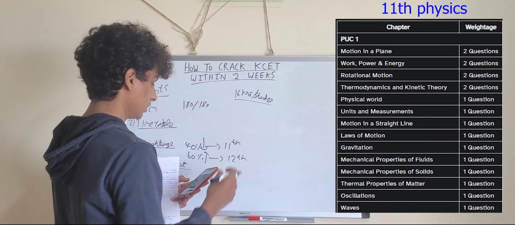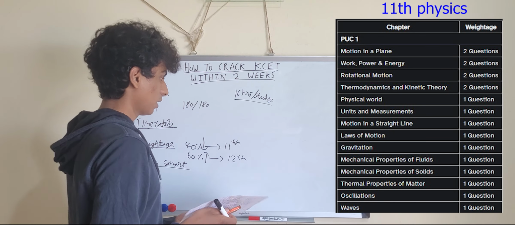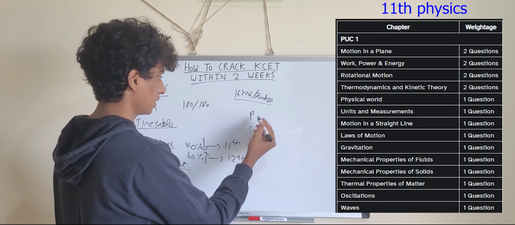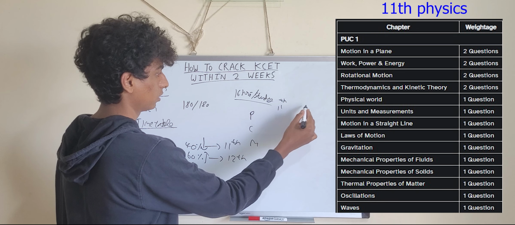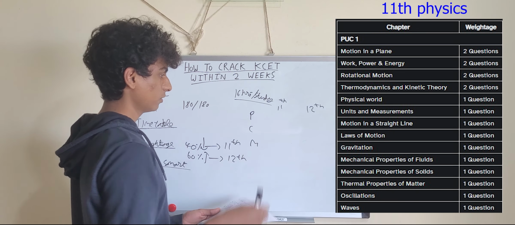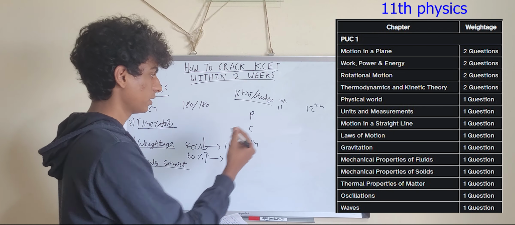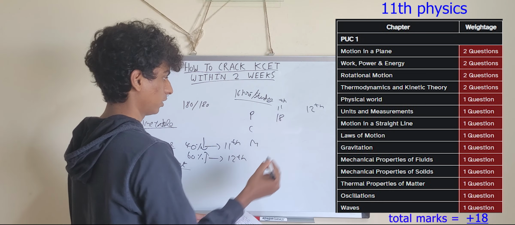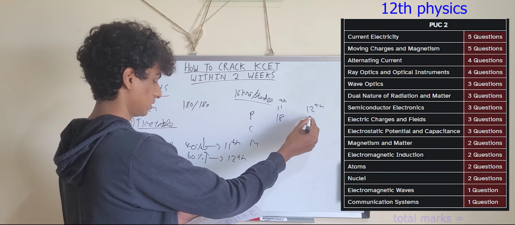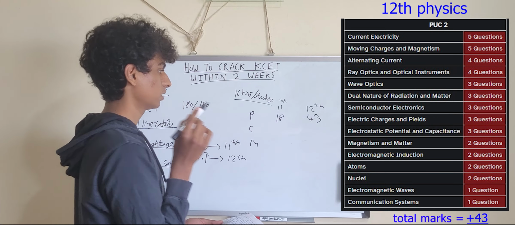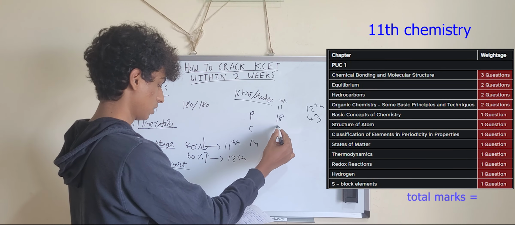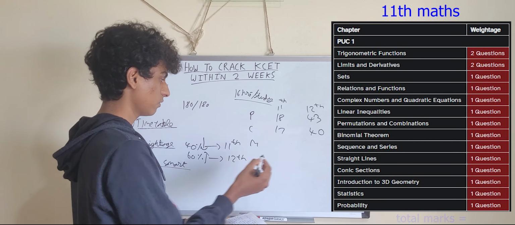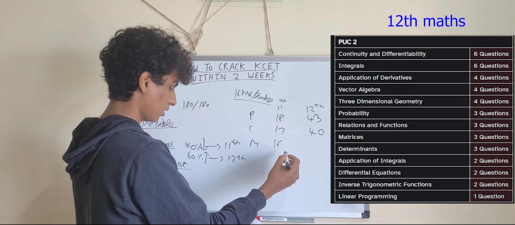If you add all this for physics, I'm going to write over here physics, chemistry and maths, and here 11th, 12th. Now for physics, if you add all the marks that are coming, it will be 18 for 11th. And for 12th physics, it's 43. Same with chemistry, we have 17 and 40. And if you add for maths also, we have 16 and 43.